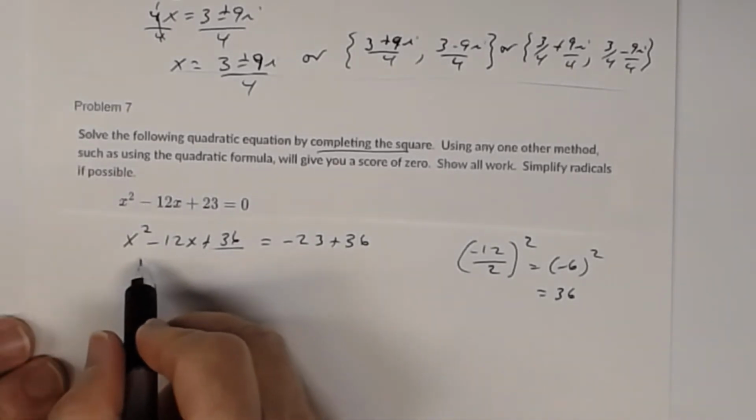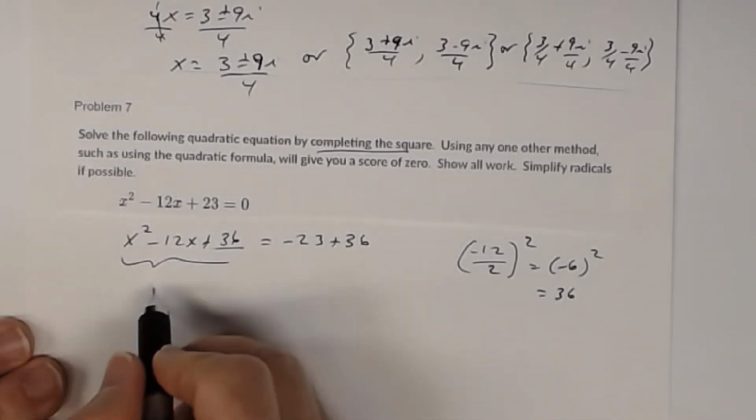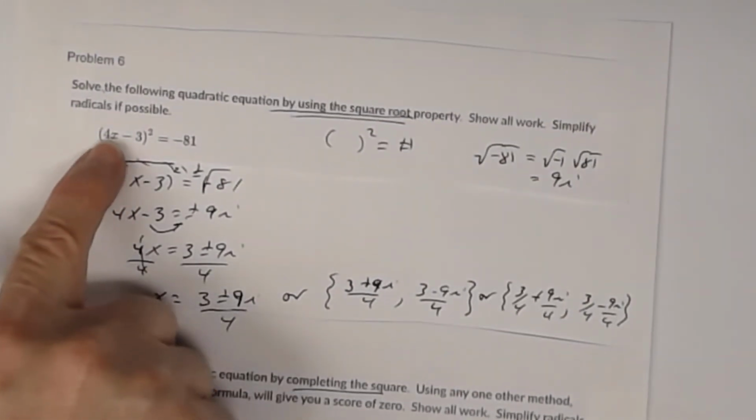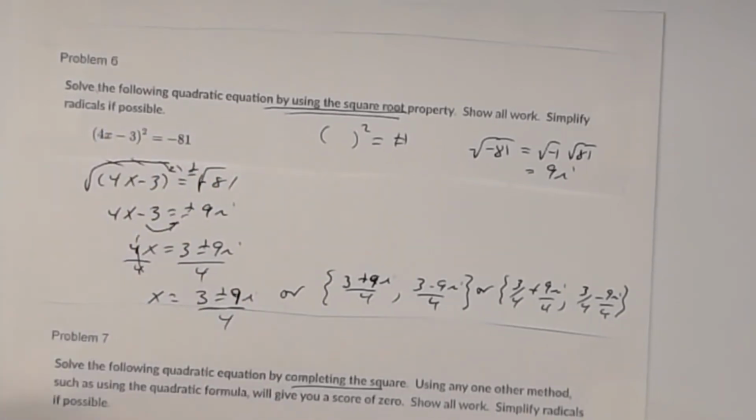And so now remember, once you do that, this should now be a perfect square trinomial, which means now you can write it, which means now it's going to look like this. It's going to look like this kind of problem.